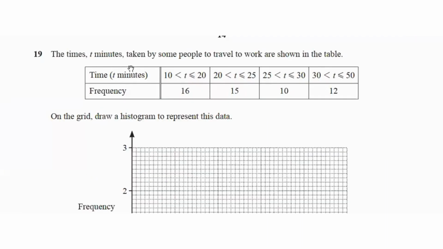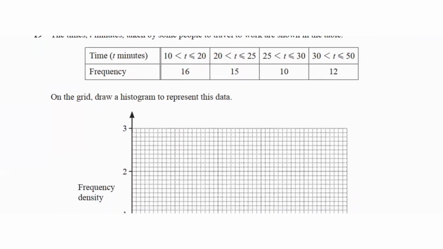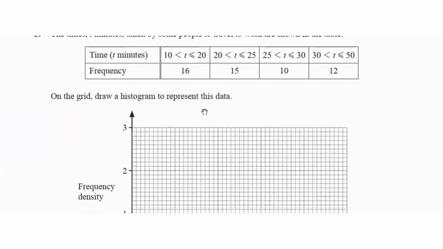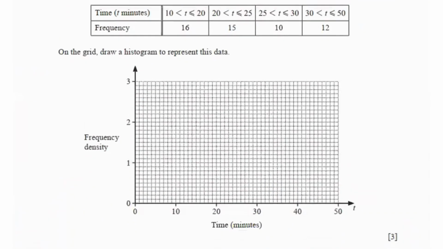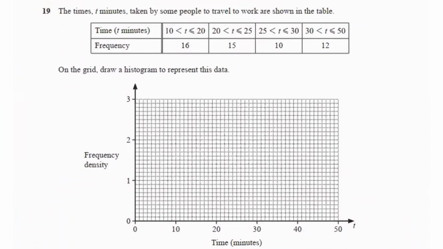Question 19 says the time t minutes taken by some people to travel to work are shown in the table. On the grid, draw a histogram to represent this data. For the histogram, what we need is the frequency density for each time interval. So frequency density is basically frequency over class width. FD represents frequency density and CW represents class width.